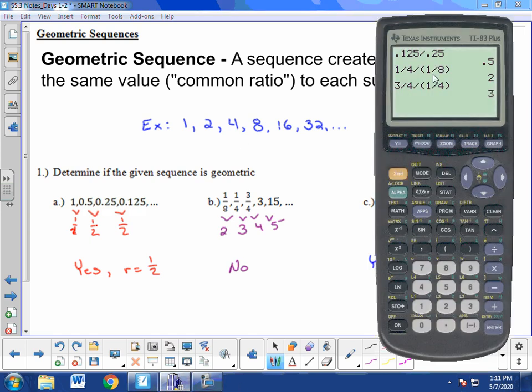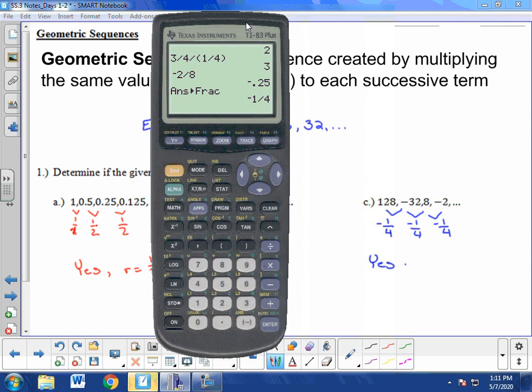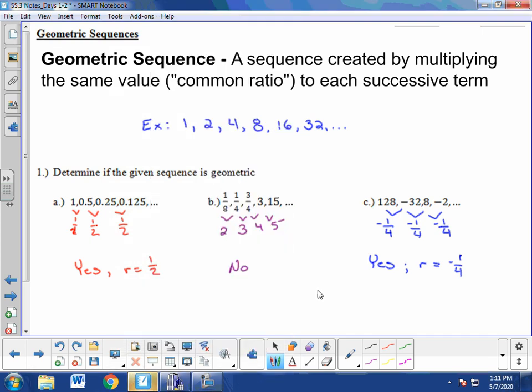So again, you can find these by taking a number, so let's say negative 2, and dividing by the previous number, 8. And that would be negative 0.25, which is also negative 1/4. So we would say, yes, this is a geometric sequence, and the ratio in this case would be negative 1/4. So similar to arithmetic sequences, but instead of adding and subtracting, we're working with multiplication and dividing.